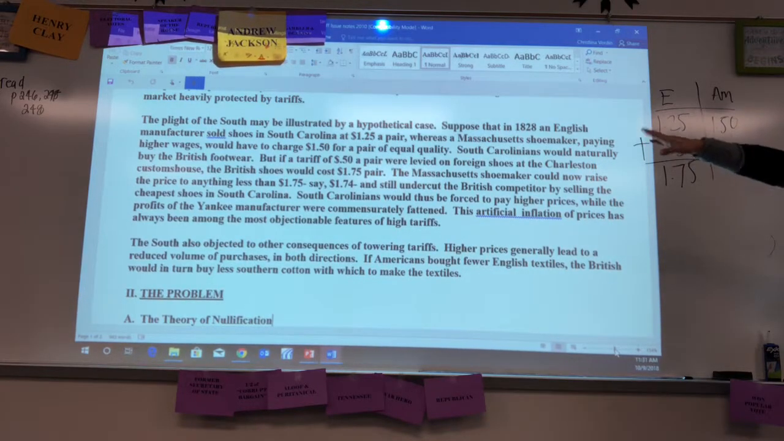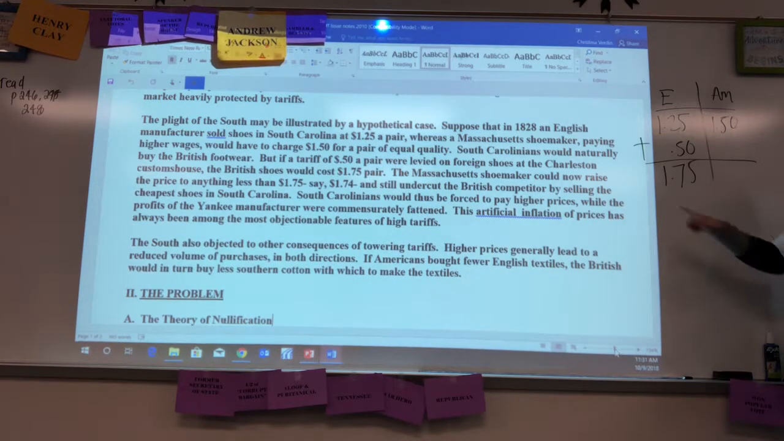We're going to see, but if a tariff of 50 cents a pair were levied for a foreign shoe at the Charleston Custom House, the British shoe would now be $1.75. We're going to see the Massachusetts shoemaker, naturally people are going to buy his shoes, but he could raise his price to anything less than $1.75.